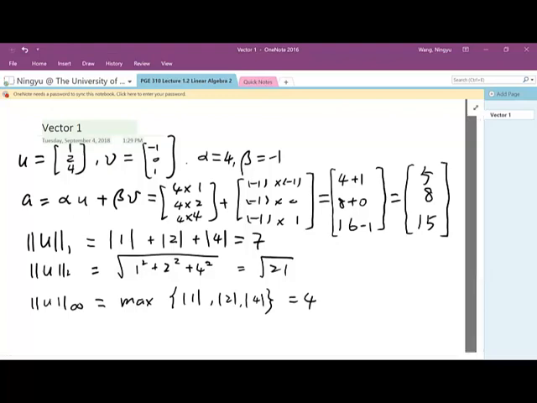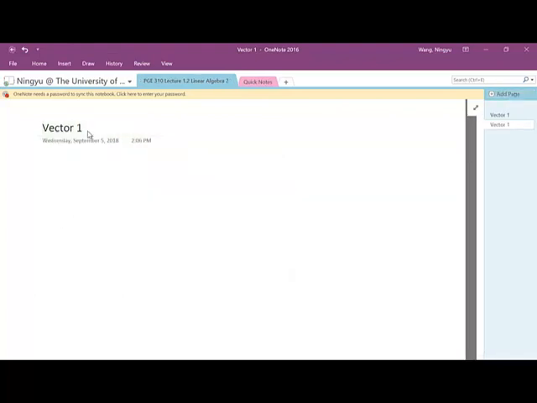You may or may not take notes on it, because I will publish this as a PDF file online on Canvas. So if you feel okay, I'm going to go to the next page. Let's call it vector 2.